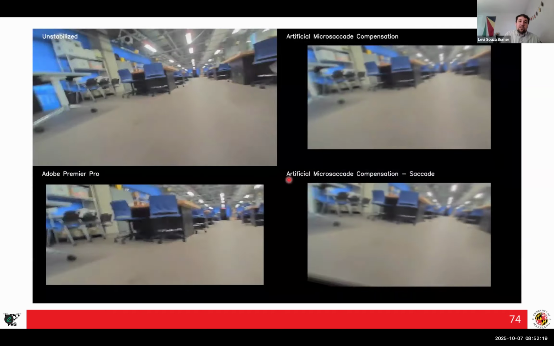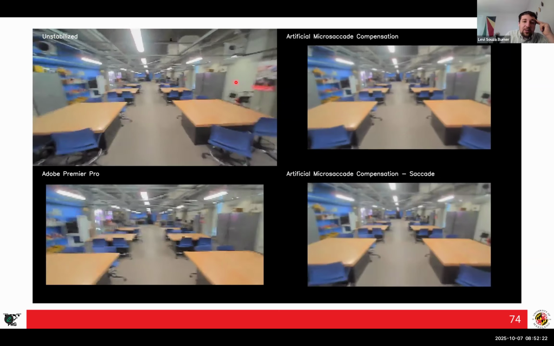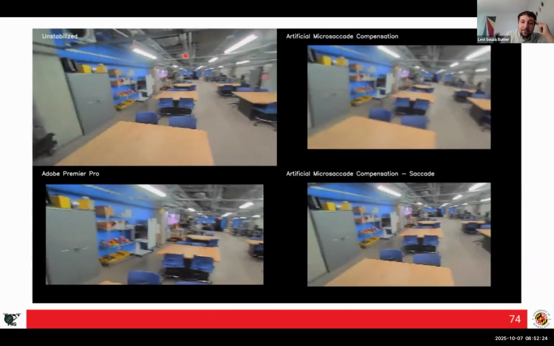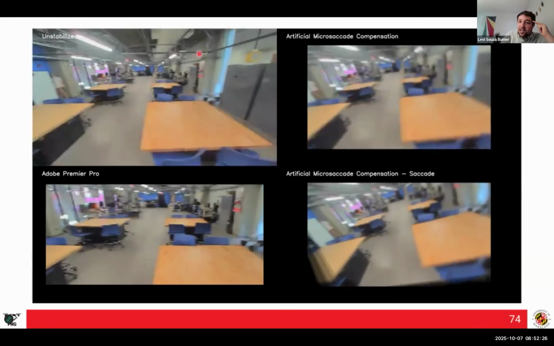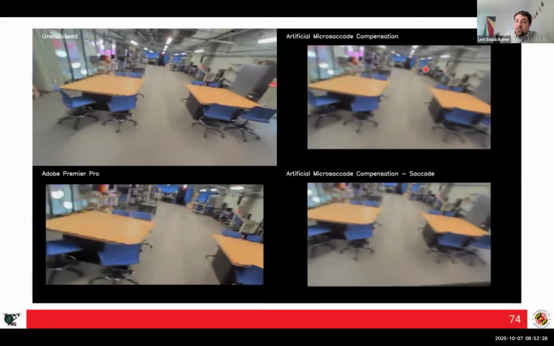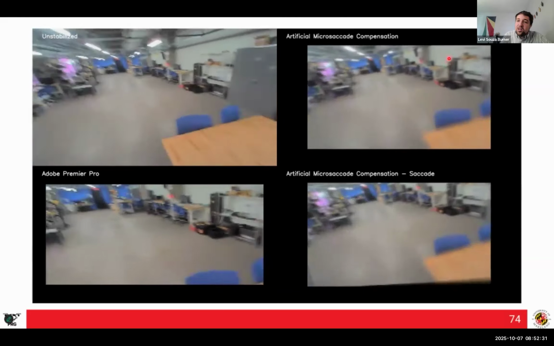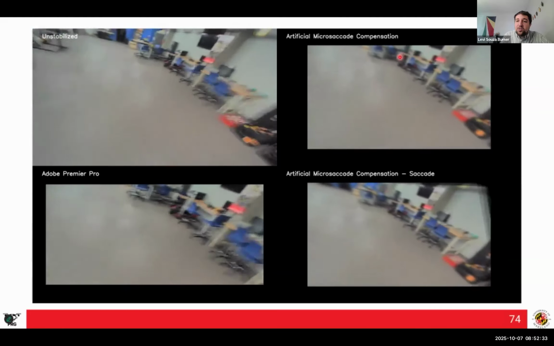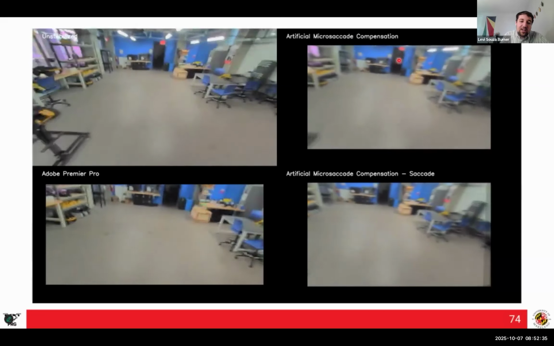Let's get to the results. Here's the results. On the left, we have the shaking video from the flapper as it flies through a class lab room. On the right, we have the results of my algorithm, which is nice and smooth, a little bit blurrier, but the smoothness is there, and we can now start to use this in applications.